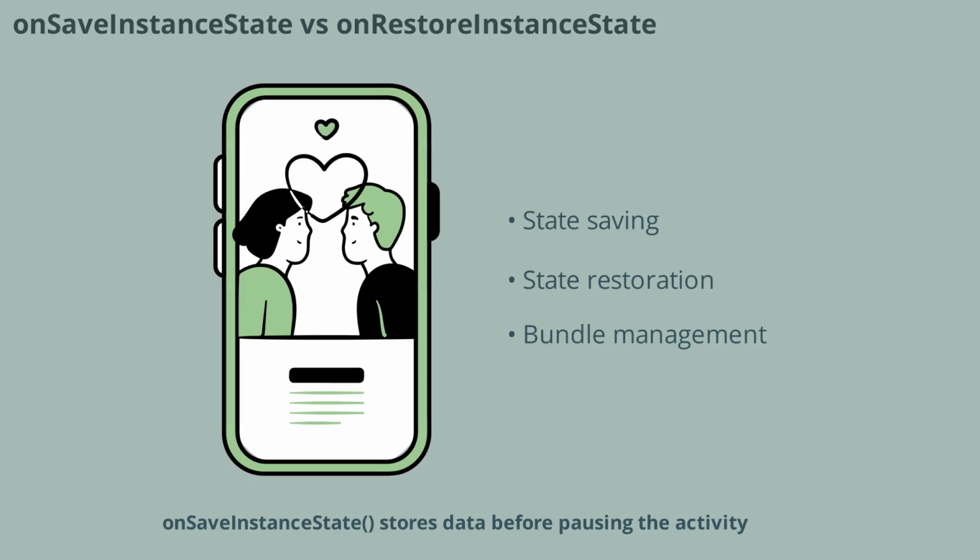onSaveInstanceState stores data before pausing the activity, while onRestoreInstanceState recovers the saved state when the activity is recreated. Both receive the same bundle, but you must check for null to distinguish between new and restored instances.